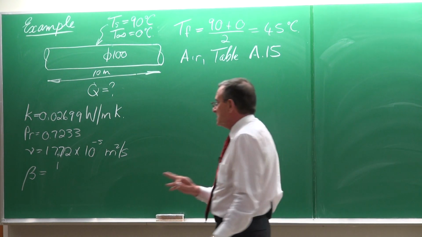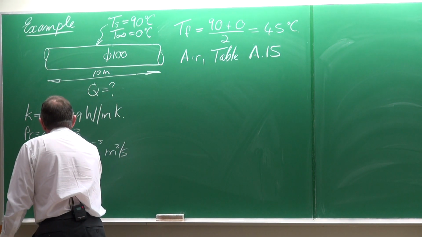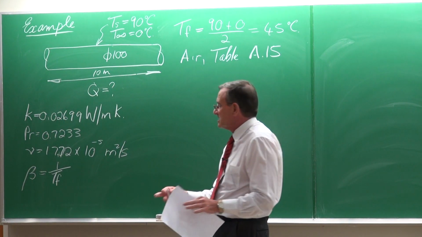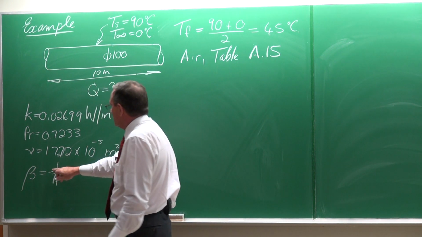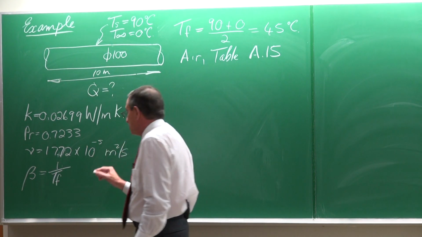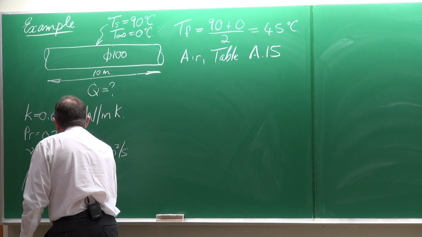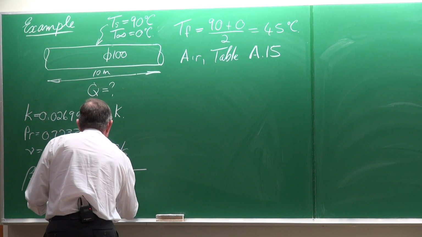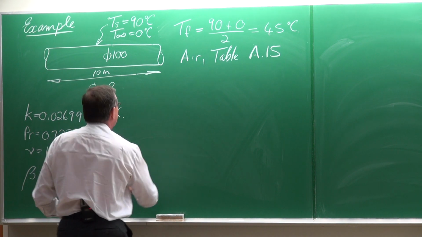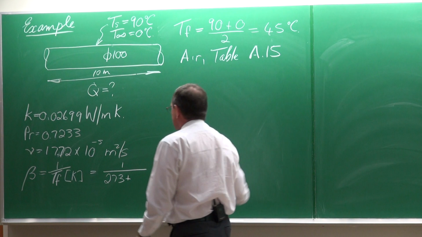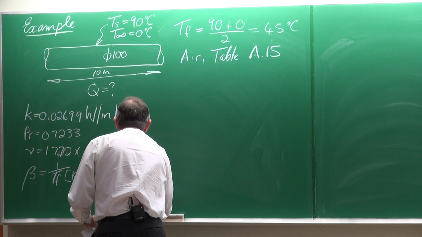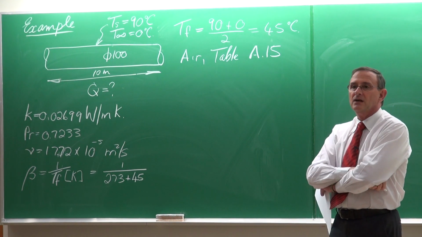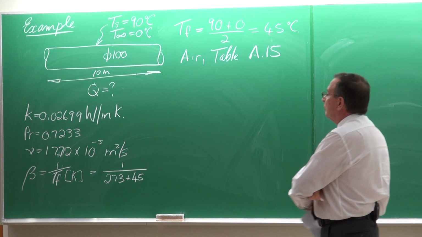As discussed yesterday, if the fluid which is being considered can be considered as an ideal gas, then we can just say beta is equal to 1 divided by the film temperature. However, take note, this should be in Kelvin. So it is 1 divided by 273, and our film temperature is 45. So it is 1 divided by 273 plus 45. That would be the value of beta for air.